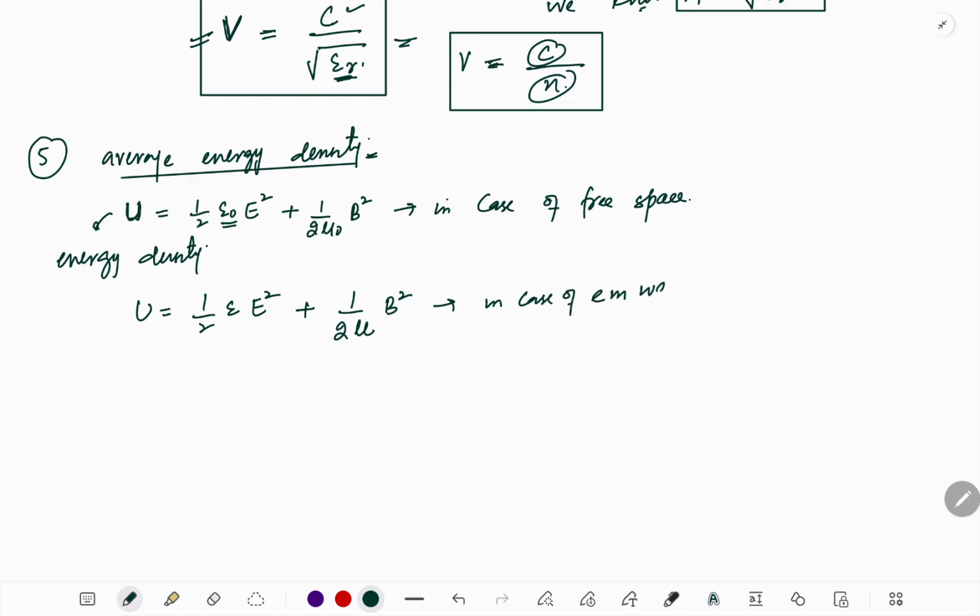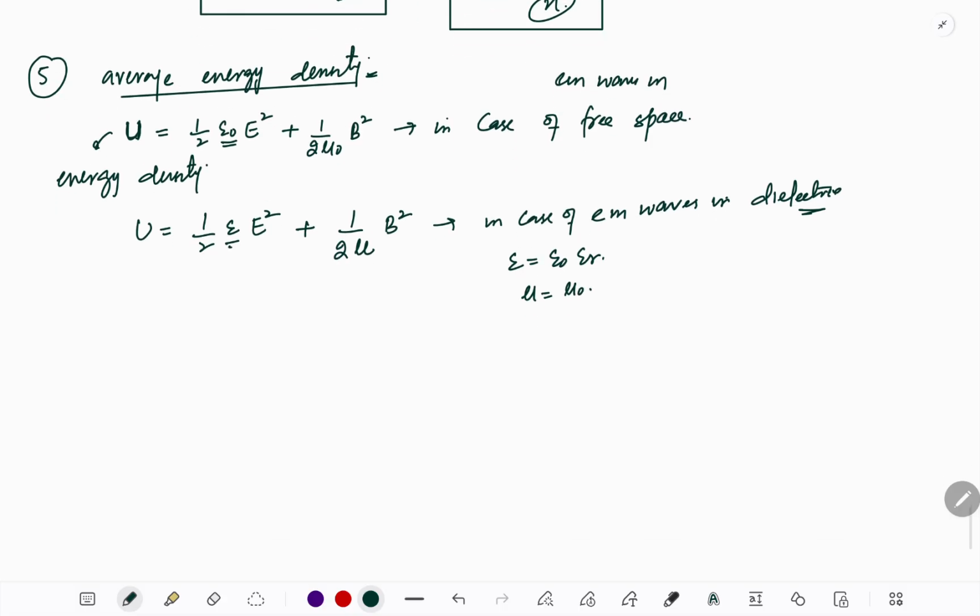This is in case of EM waves in free space, and in case of EM waves in dielectrics, but with certain assumptions. Again, I'm repeating: remember here epsilon is epsilon 0 epsilon r, and mu here is mu 0, because the medium is non-magnetic.